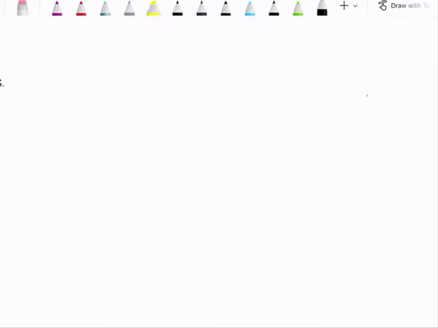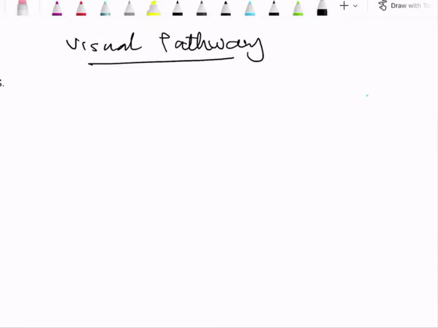We are going to check on the visual pathway. The visual field has two components, the temporal visual field and the nasal visual field. If these are the two, right and the left eye.